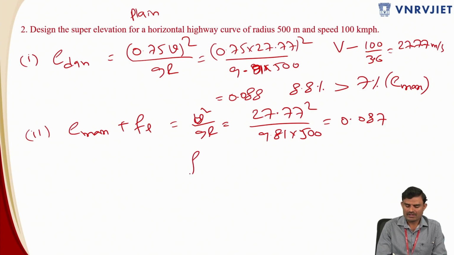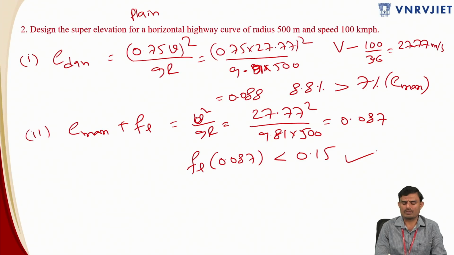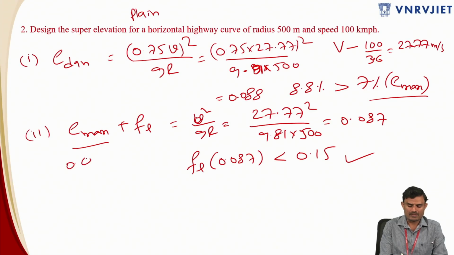So if you check the value of FL, which is nothing but 0.087, it is less than 0.15. So your problem is safe over here. You have designed the superelevation with a maximum superelevation of 7%. You have restricted that to 7% over here. So this is 0.07 plus FL, which is 0.087. So that is where your problem has ended, at the second step itself.